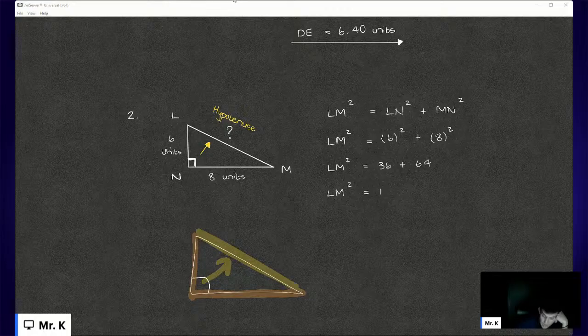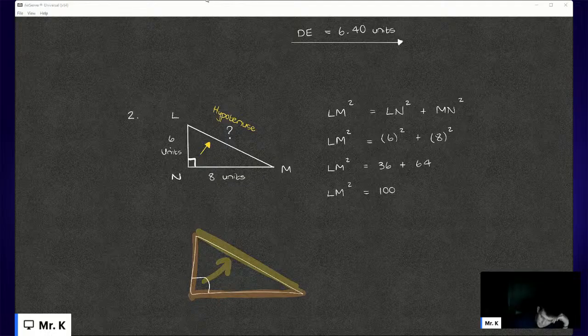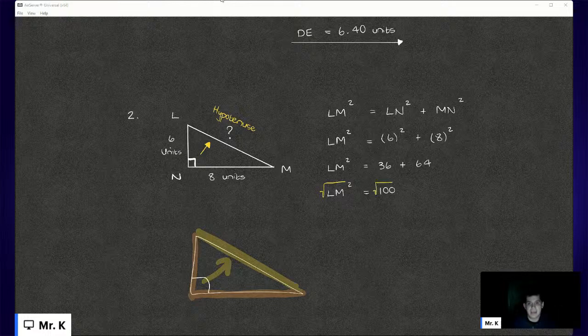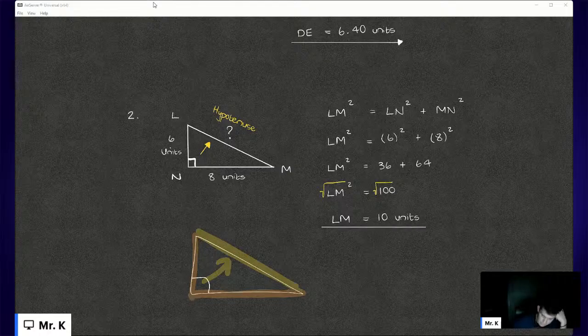Well, LM squared has a length of 100 units, but we are not looking at LM squared. So in order to get rid of the square symbol, we would need to square root both sides of the equation, both the left and the right. And once we've done this, we know that on the left-hand side, we will be left with only LM, and on the right, the square root of 100 is 10 units. So the answer to question number 2 is 10 units of length.